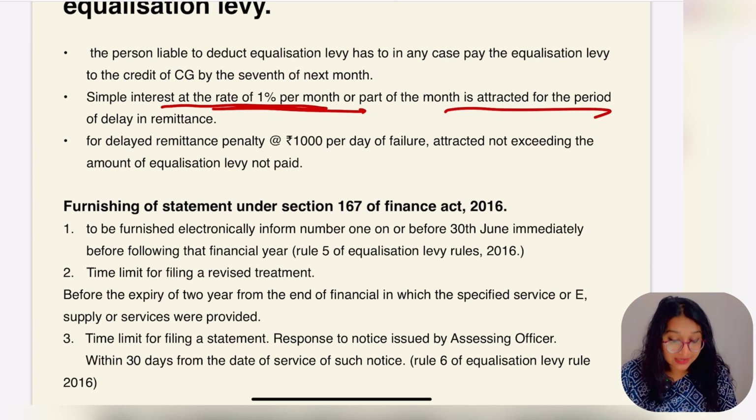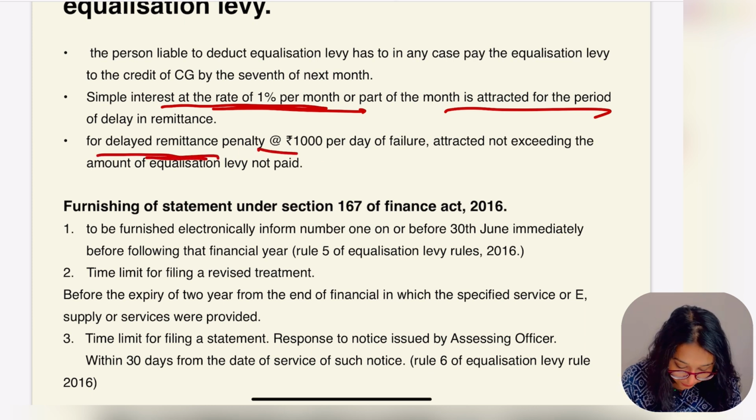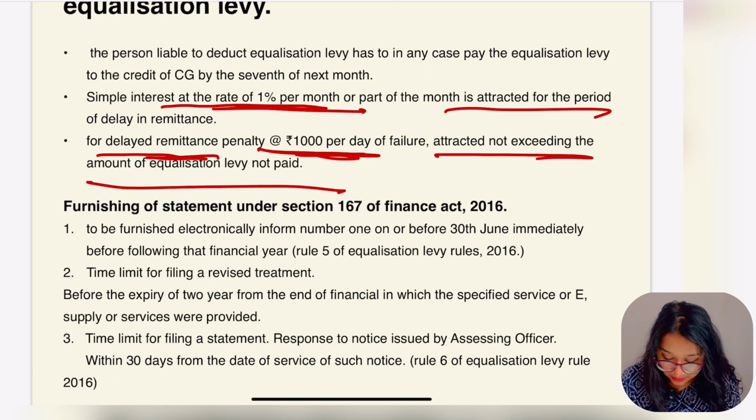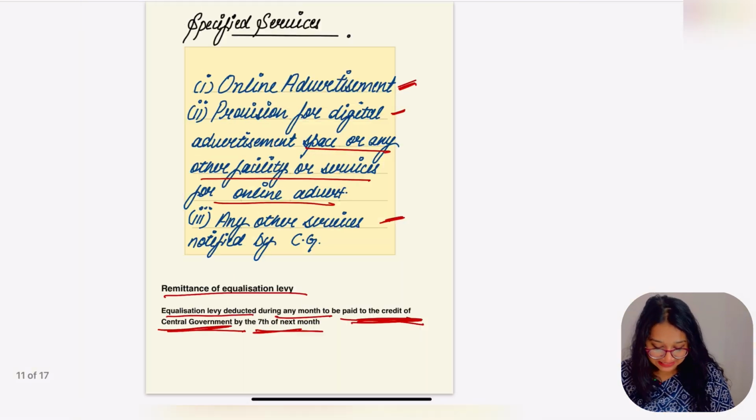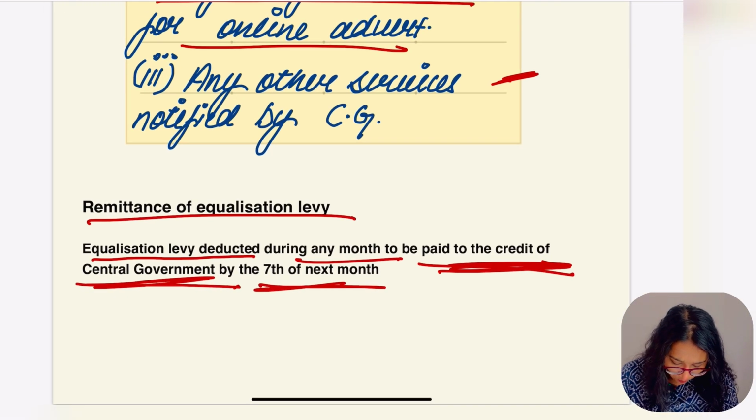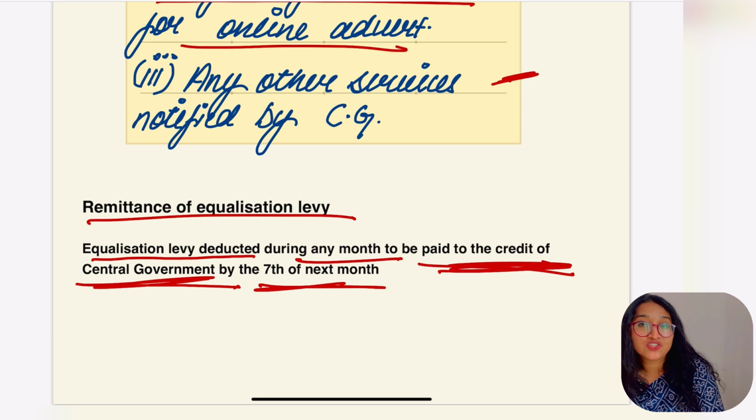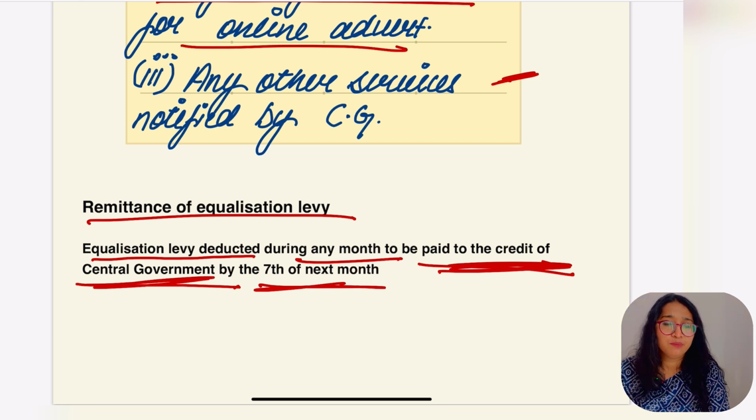Again, there is a penalty. For delayed remittance, a penalty at the rate of 1000 per day of failure is attracted, not exceeding the amount of equalization levy not paid. Is this clear? Again, let me say, what if the remittance of equalization levy is not done before 7th of next month to the credit of the central government? In that case, interest of 1% per month or part of month is going to be imposed. Second, a penalty of 1000 rupees per day, not exceeding the amount of equalization levy.